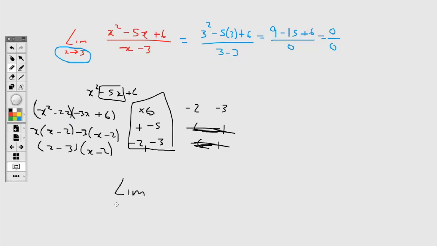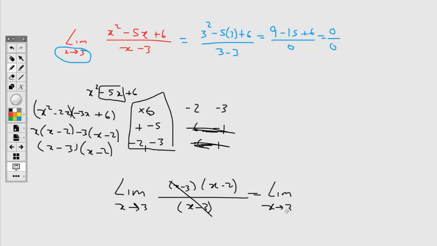So the numerator I will be replacing. I have the limit as x tends to 3, and for my numerator, I have x minus 3 times x minus 2, and the denominator, we have x minus 3. So these cancel. So I'm left with the limit as x tends to 3 of x minus 2, and replace x with 3, so it's 3 minus 2, that gives me 1. So my answer for this is 1.